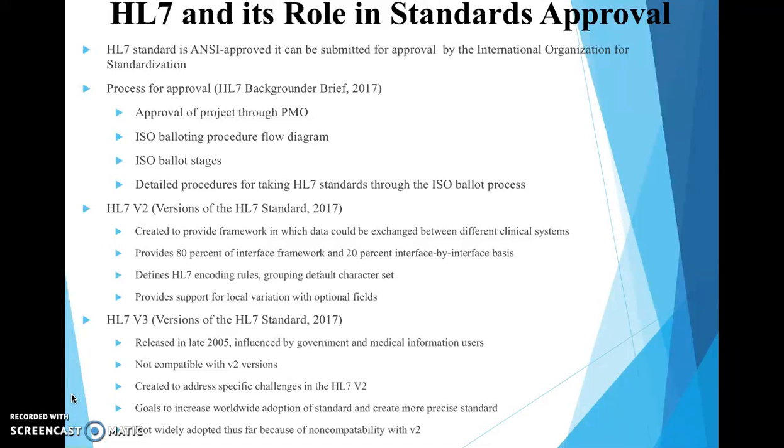There have been 2 versions of the HL7 standard. The V2 was created to provide a framework in which data could be exchanged between different clinical systems, and it provides 80% of the interface framework and 20% on an interface-by-interface basis. The HL7 V3 was released in late 2005, but has not been widely adopted because of its non-compatibility with V2. It was created to address specific challenges in HL7 V2, and its goal was to increase worldwide adoption of the standard and create a more precise standard.